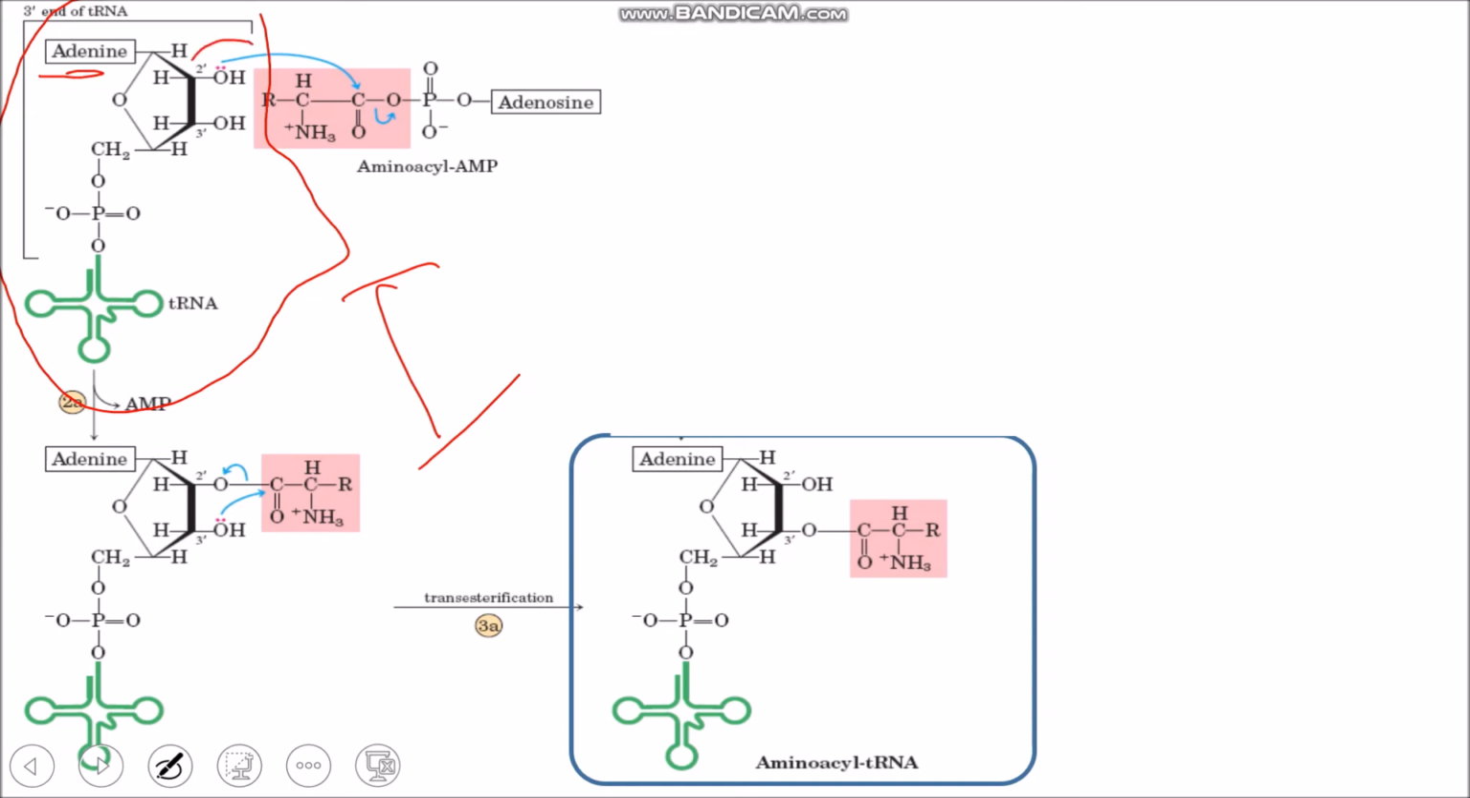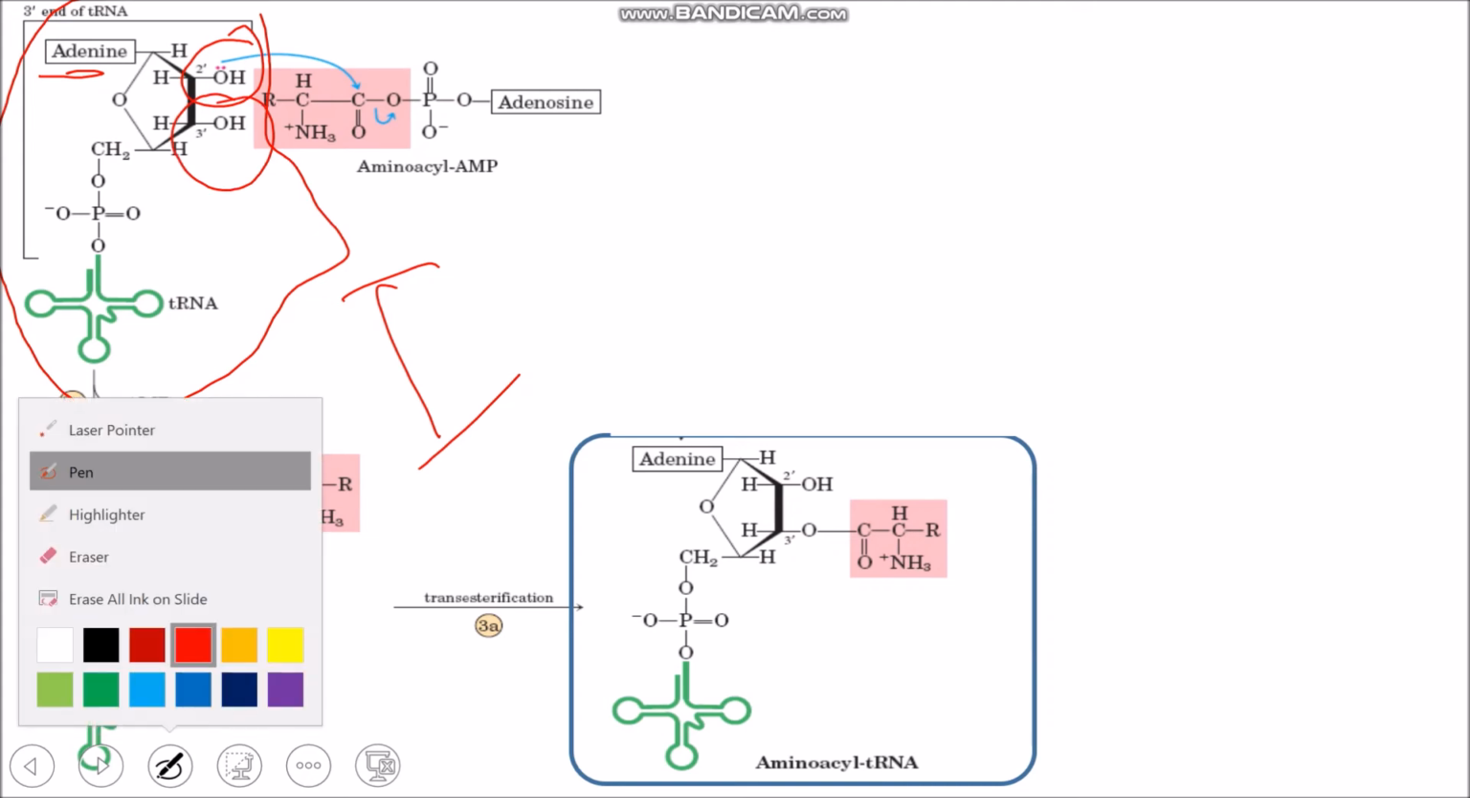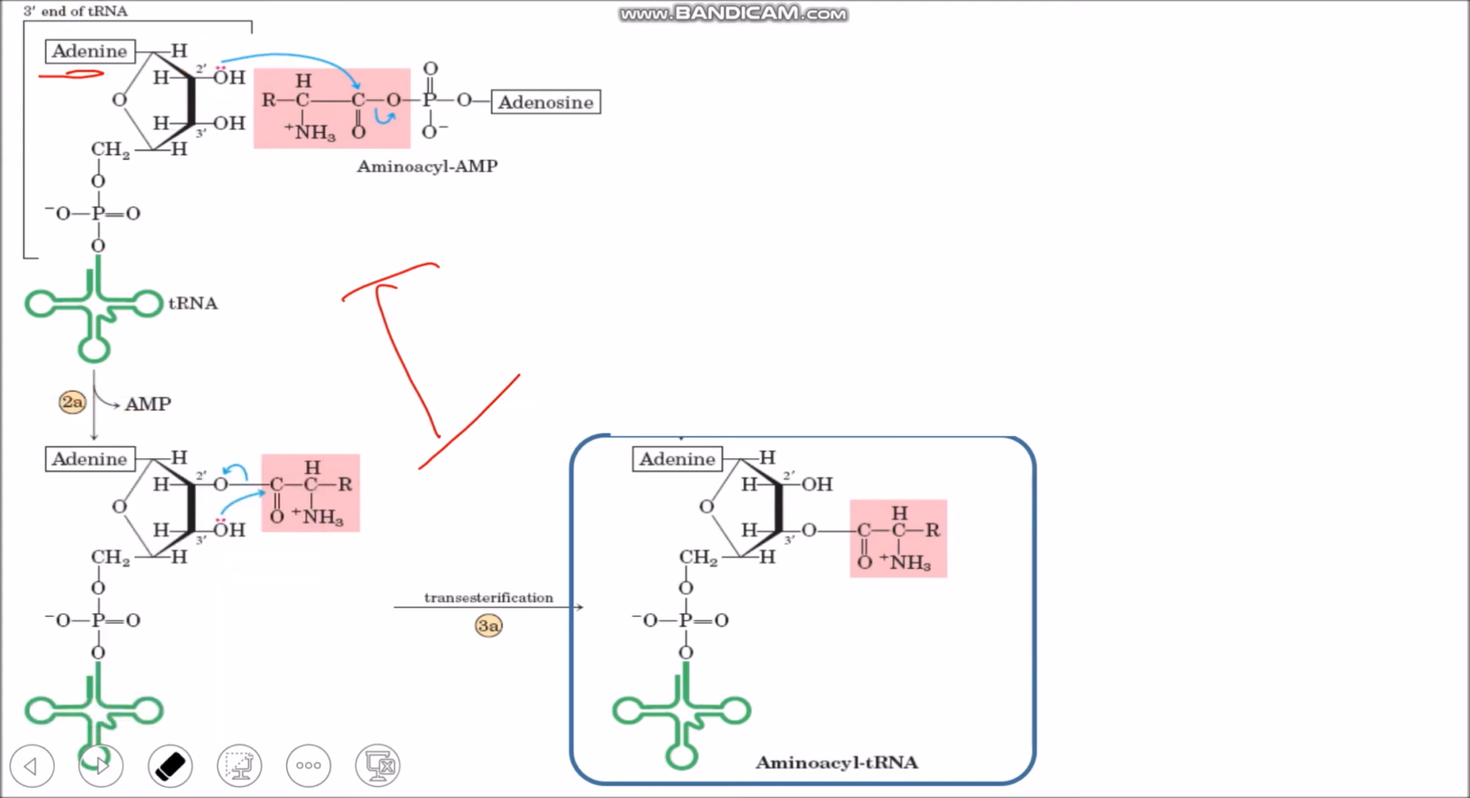So RNA has a 2' OH also, and it has a 3' OH also. In case of class 1 enzyme, the second reaction occurs in 2 steps, where the 2' O first reacts with the aminoacyl AMP. So there will be a bond formation between 2' O and this carbon. So this is what we are having.